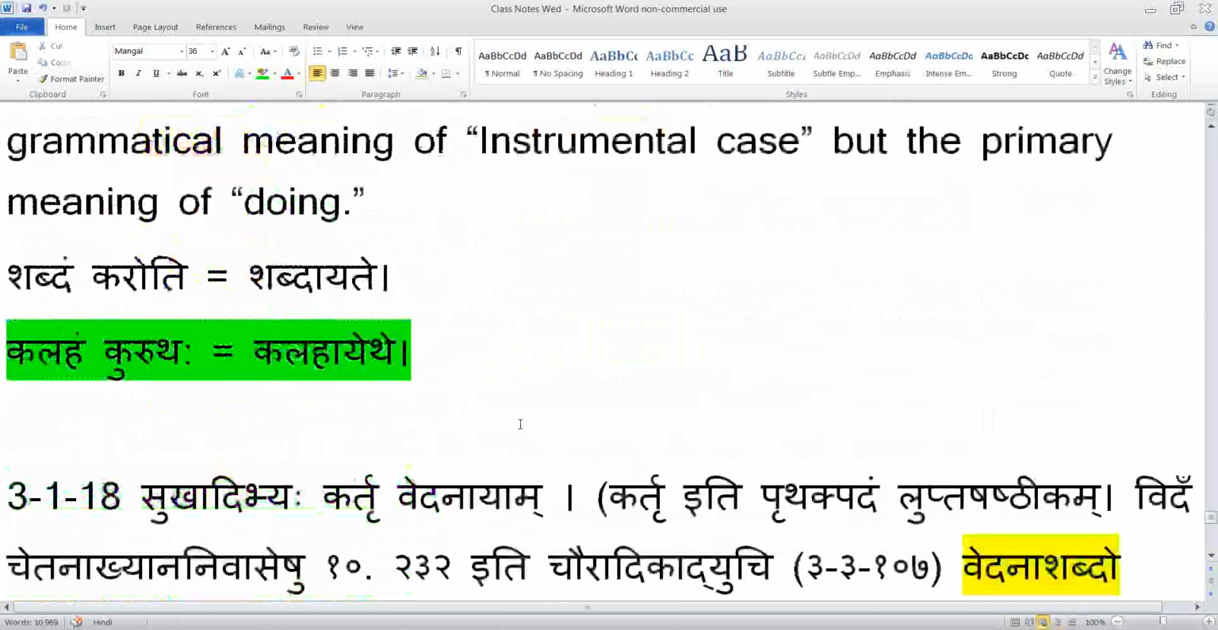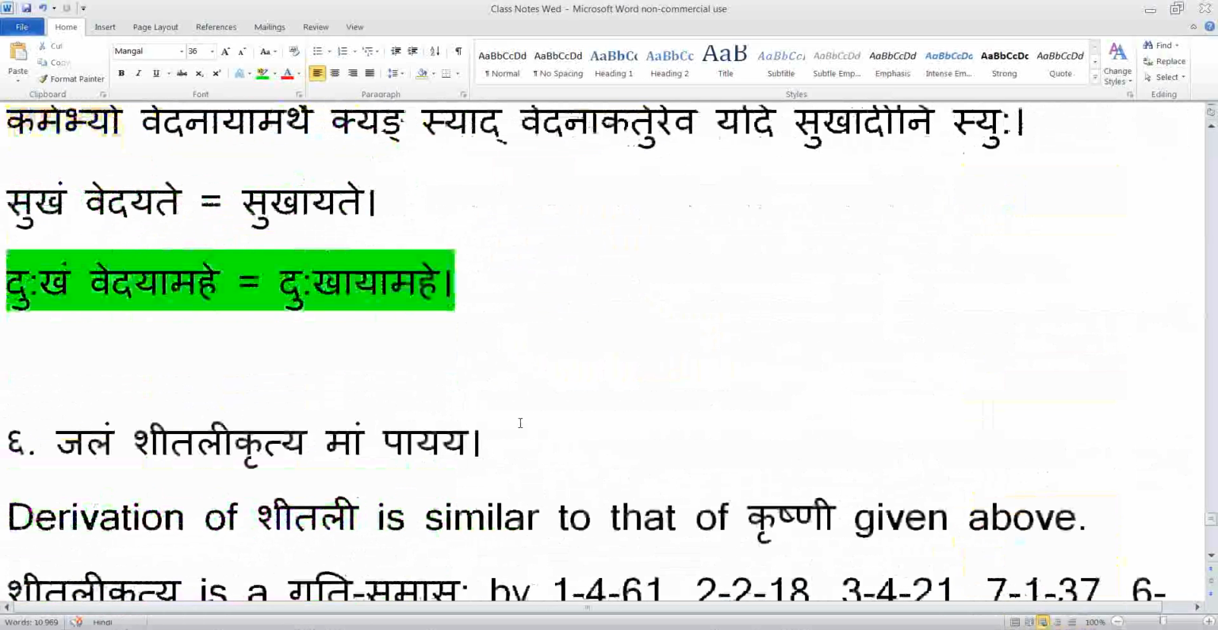There's nothing new. Jalam shitali kritya mam payaya. Having made the water cold, give it to me to drink. Basically, make me drink. This payaya is a nijanta dhatu being used here. This is the padaccheda: jalam shitali kritya, samastam padam. Because look at the lyap adesha: samasanyang purve kritva lyap. Samasam vina lyap na sambhavati. Without samasa, I cannot get the lyap. So this has to be a compound.